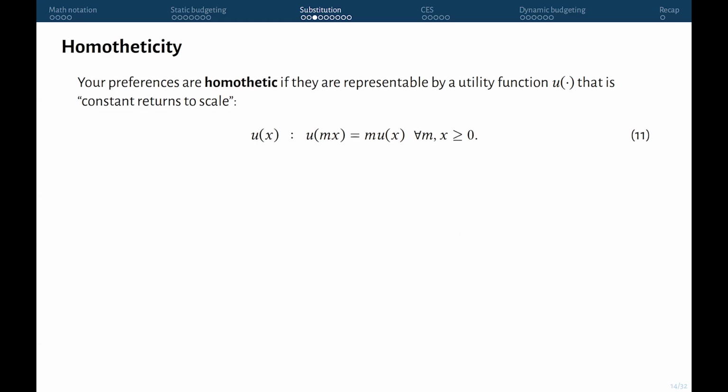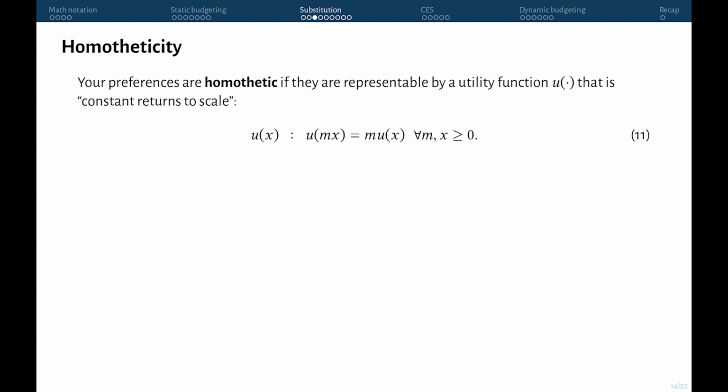Now, one important property that preferences can have in principle is homotheticity. Preferences are homothetic if they are representable by a utility function which is constant returns to scale. Remember, constant returns to scale means that if we multiply all the inputs by some common factor, m, then we multiply the output. We multiply utility by m as well.